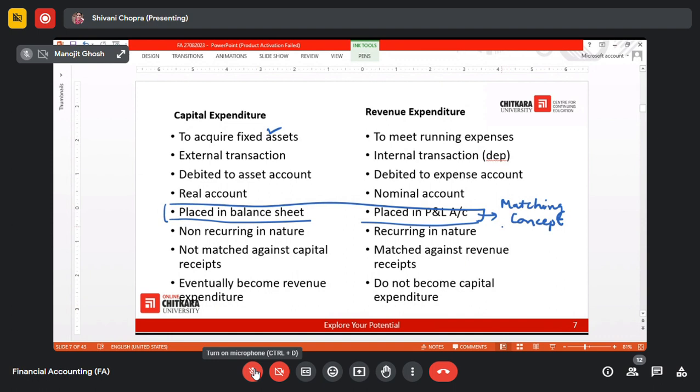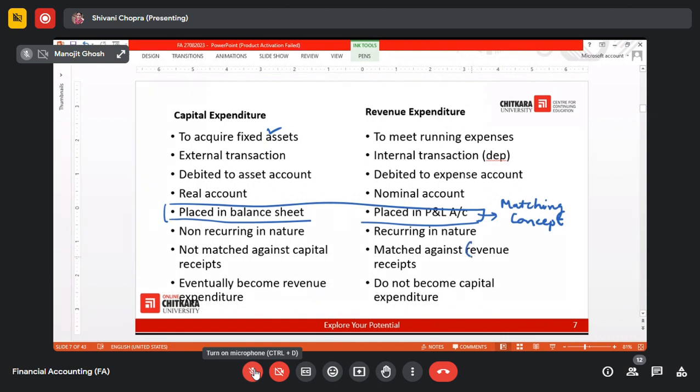Now, since it's a long term asset, it would be of a non-recurring nature, whereas if it's a short term asset, it would be of a recurring nature. And what is the matching concept saying? The matching concept says that you need to match current year's revenue with the current year's expenditure. All the revenue expenditures will be matched with the revenue receipts.